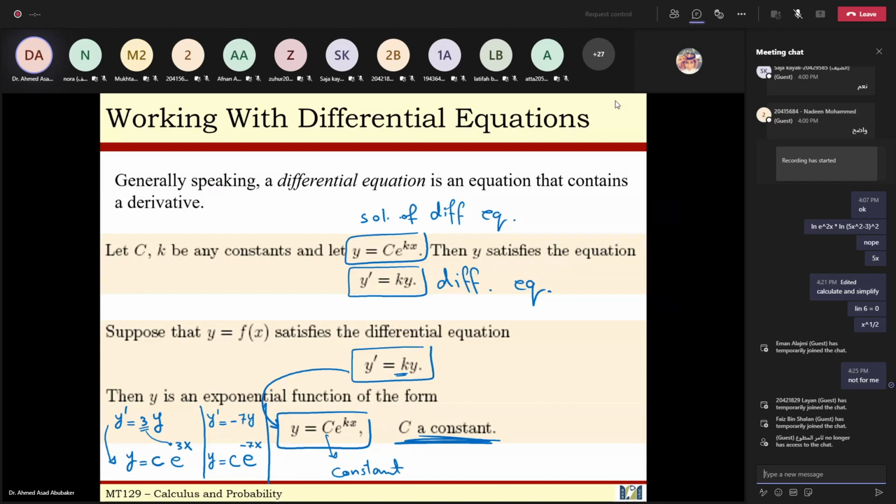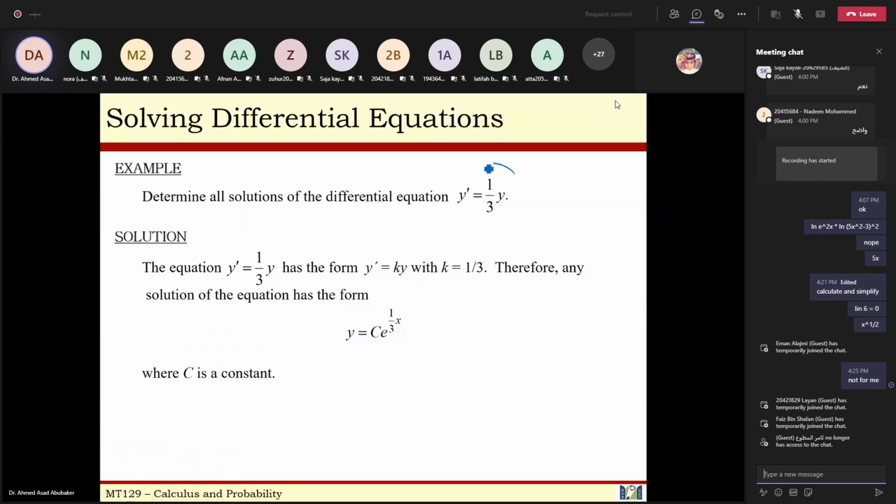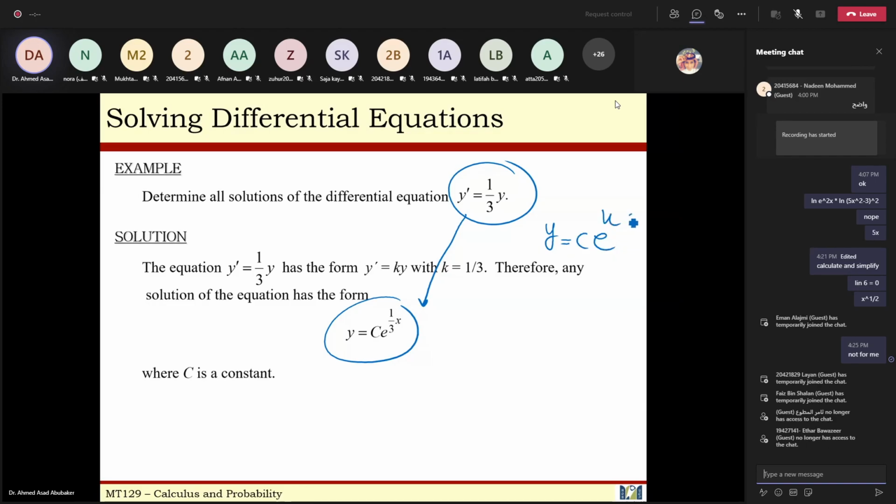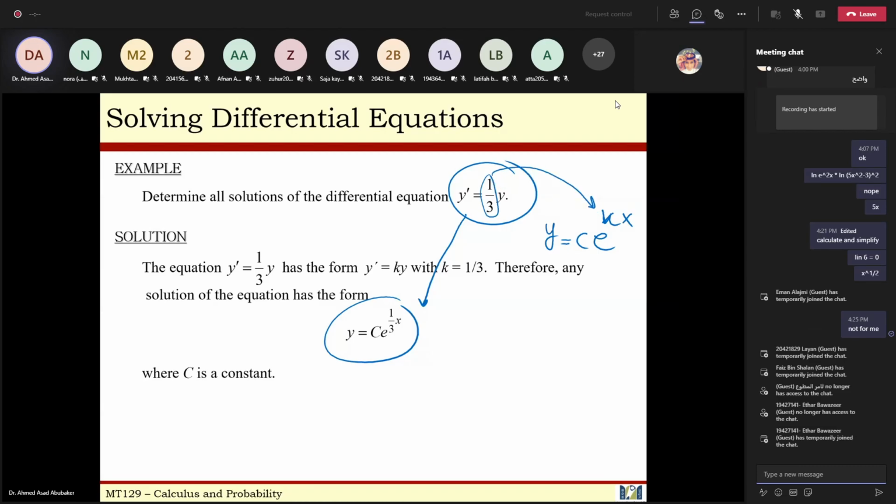Okay, an example about this. Look at this differential equation. To solve this one, this is direct. In general, y equal c e to the power kx. The value of k, this is the k. Just substitute in k. So we have y equal c multiplied by e to the power 1 over 3 x.